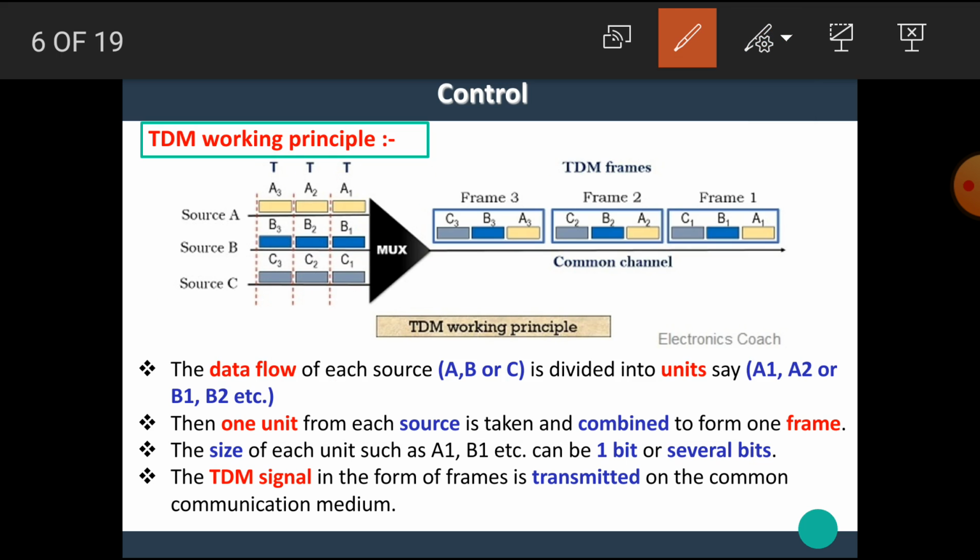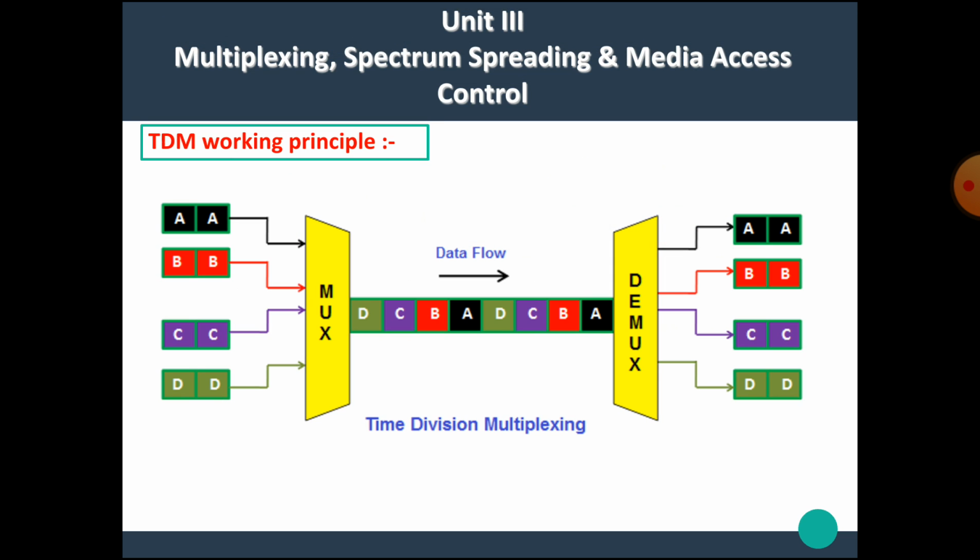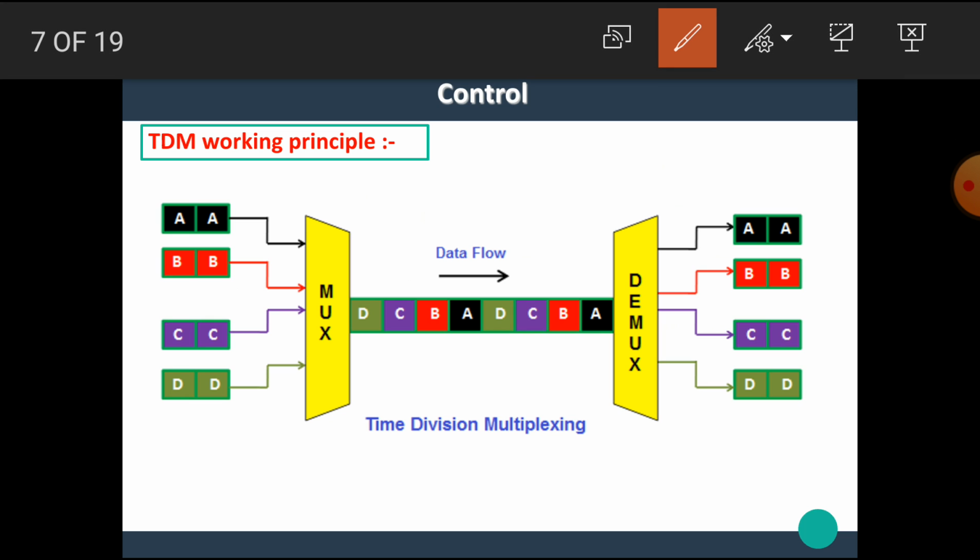Each unit is transferred in the same time. That means A1, B1, C1 form frame 1 and it is transmitted over a common communication channel. Frame 2 is made up of A2, B2, C2. Frame 3 is made up of A3, B3, C3, and these frames are transmitted towards the receiver through a common communication channel. Okay, let's see in detail.